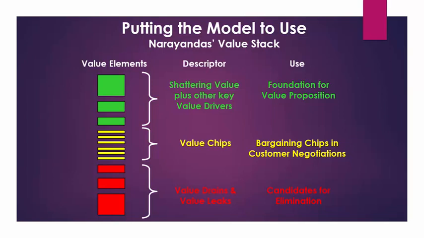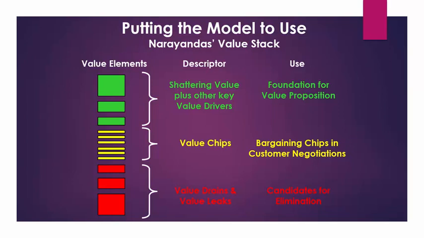Now, next are a series of small yellow discs, and we refer to these as value chips. Why? Because we use these in negotiations with the customer as bargaining chips. So if they're not convinced, we toss these things in along the way and hopefully push them across the line so they buy our product.